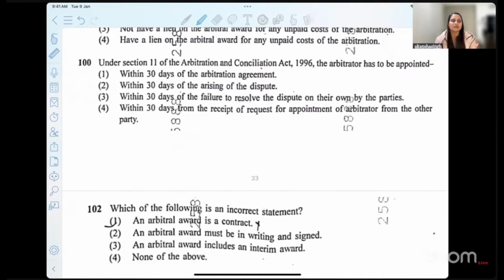Okay, so you have your answer keys, you can see A, B, C, D, but what is the reasoning behind that A, B, C, D is something that I'm going to tell you. So I've picked 4 questions from the Arbitration Act itself.